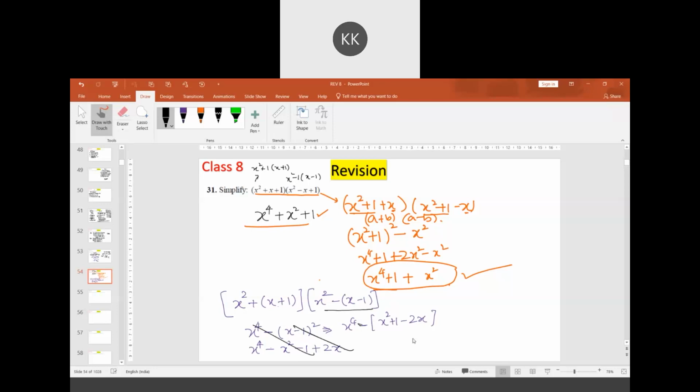We cannot use the identity if you write in this way. If you consider this as A, this is B, this is not B. Here it is x minus 1, here it is x plus 1. In the question it is given plus 1. But we have taken minus as common, no? Minus is taken common. Plus into minus is equal to minus.